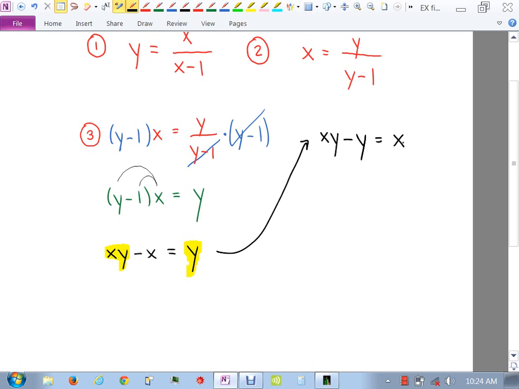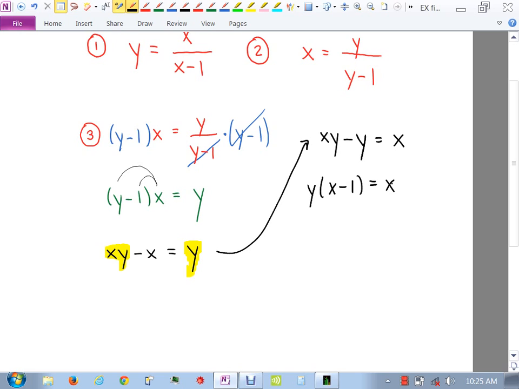Now, why would I get all my y terms on the left side? Now you can, since both terms on the left have a y in them, factor out a y. You could do negative. Doesn't matter.